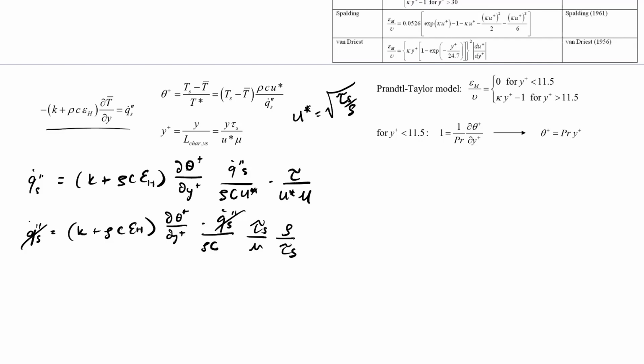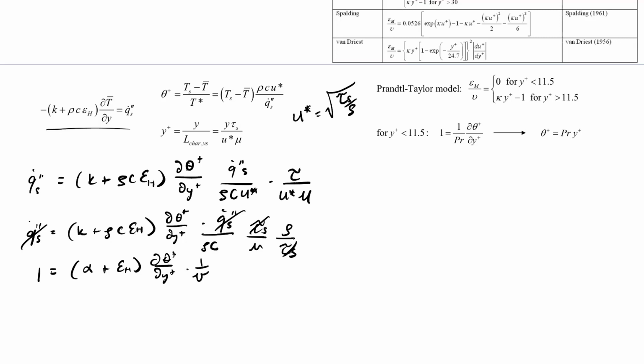Tau s goes away, so we can cancel that. Well, we have rho over rho, but let's leave that. Let's actually bring the rho c inside of the parentheses to get rid of rho c in front of the epsilon H. Doing that, we end up with 1 equals k over rho c, which is alpha, our thermal diffusivity, plus epsilon H d theta plus dy plus times rho over mu, which is 1 over nu, our kinematic viscosity.